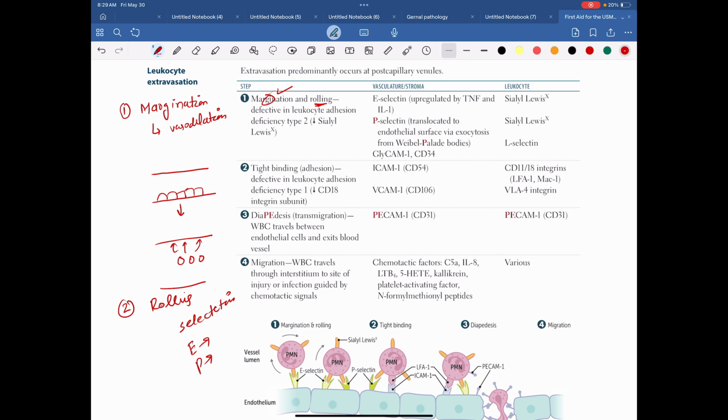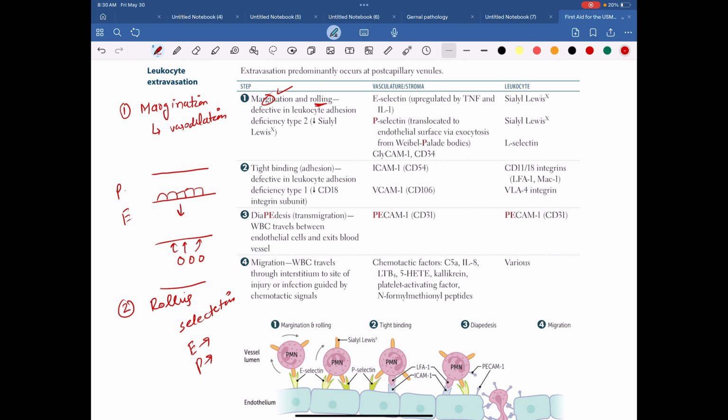As I already mentioned, these are the endothelial cells which are present in the blood vessel. On these endothelial cells you have what kind of selectin? We have P selectin and we have E selectin. P selectin is going to attach with Sialyl Lewis, which is present on the leukocyte. Then also we have the E selectin. E selectin is also going to attach with the leukocyte with the help of Sialyl Lewis.